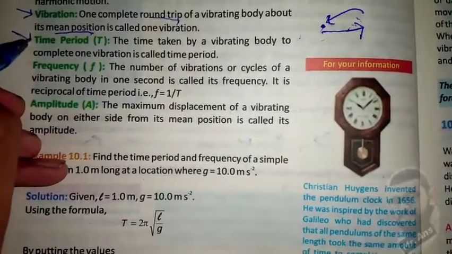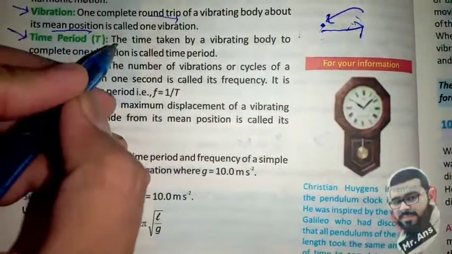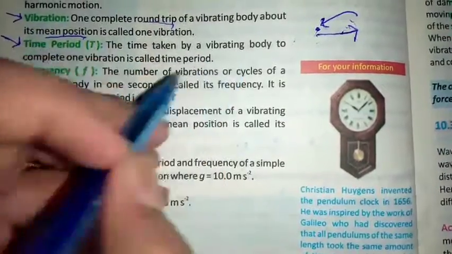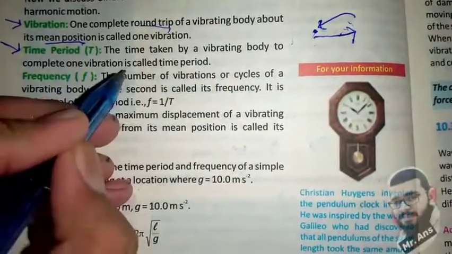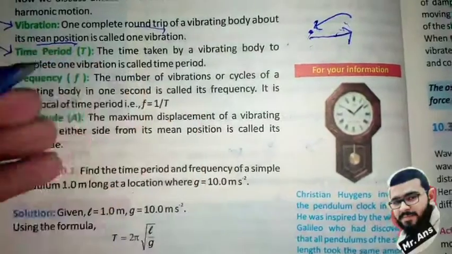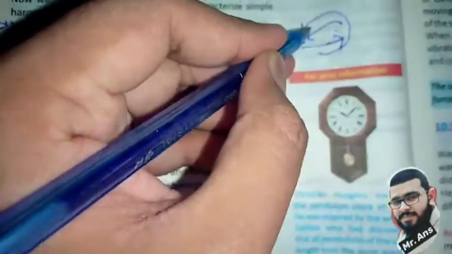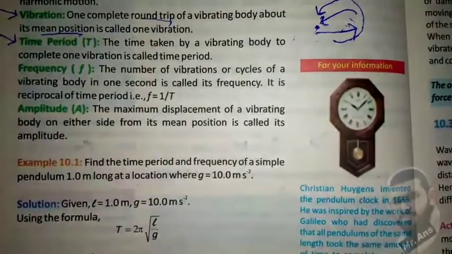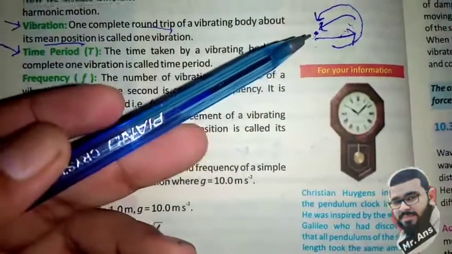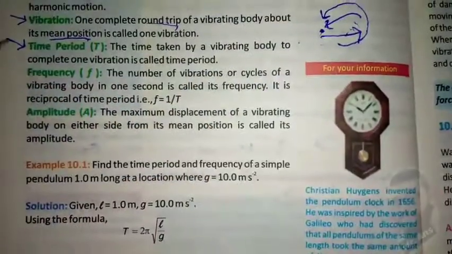Next we have time period. The time taken by a vibrating body to complete one vibration is called time period. For example, this was one vibration. So how much time this body has taken is our time period.